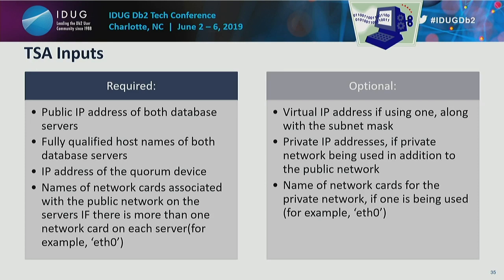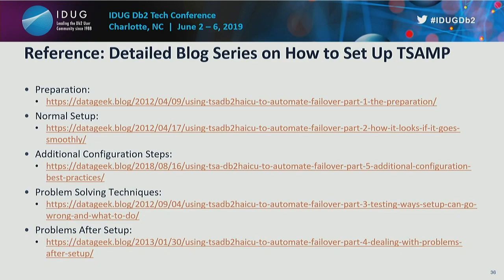Optional is the virtual IP address, although I generally don't consider that optional. I generally assume that if you're doing this kind of failover, you want the virtual IP address. The private IP address, if one is being used on the private network, and the name of the network cards there. So I have detailed links on how to set up TSAMP here. We're not going through that in detail in this session.